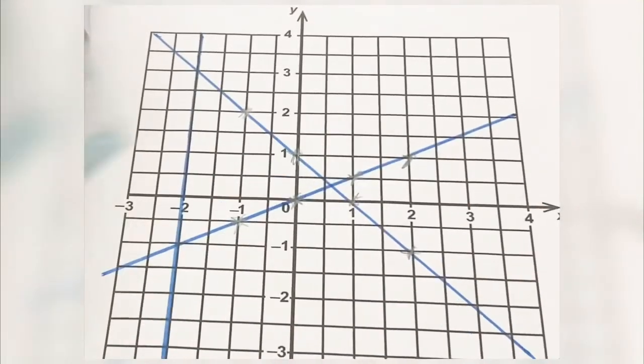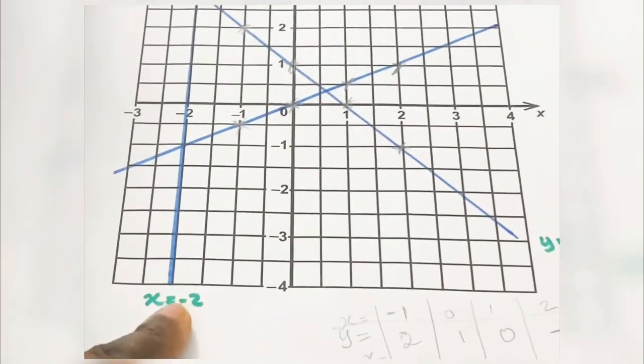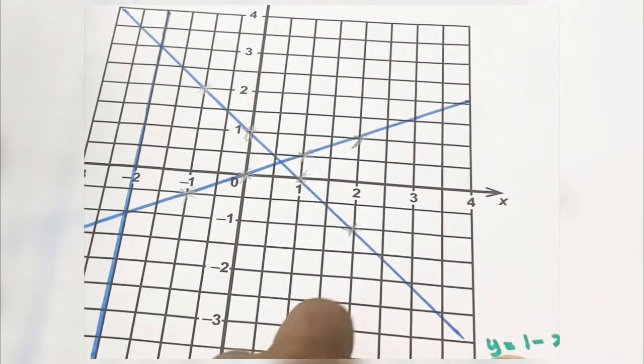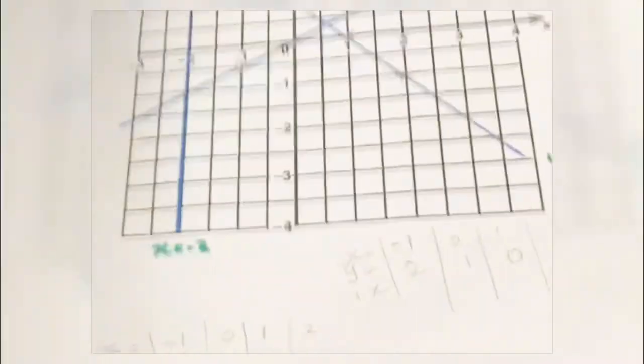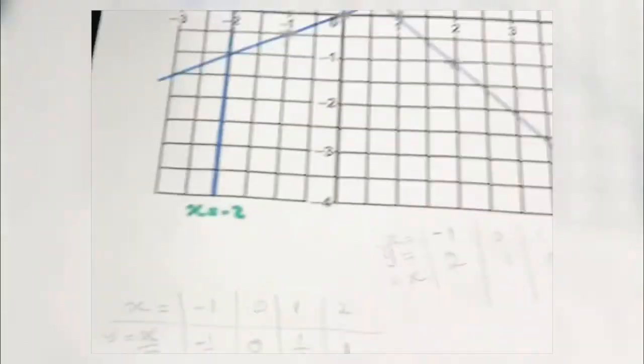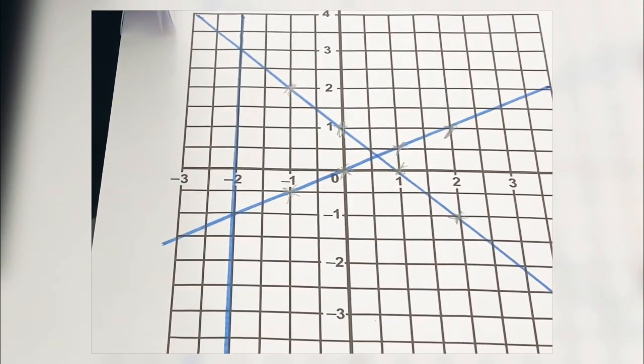And the last thing that needs to be done is, of course, I've labeled everything. This is x is equal to -2 and y is equal to 1 minus x. And the last one that we've just done is y is equal to x over 2. So let me include that.